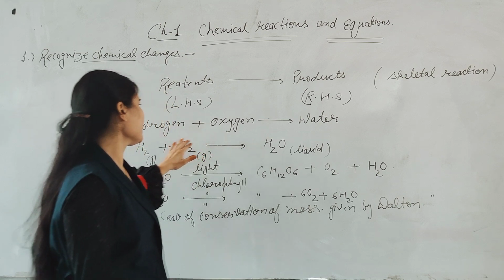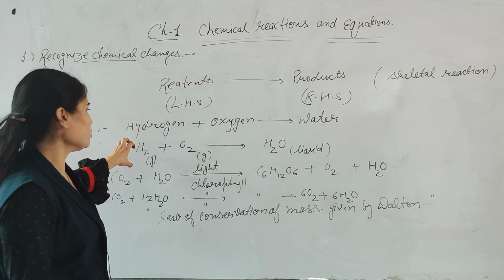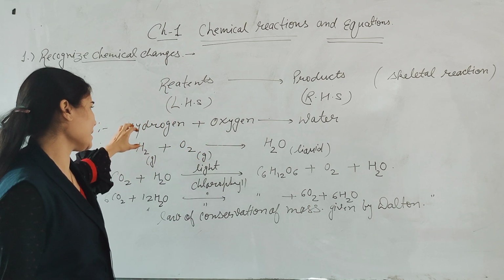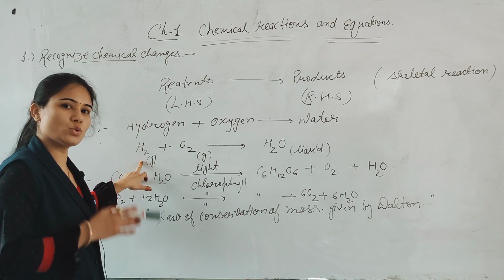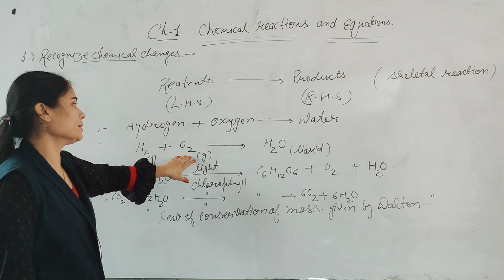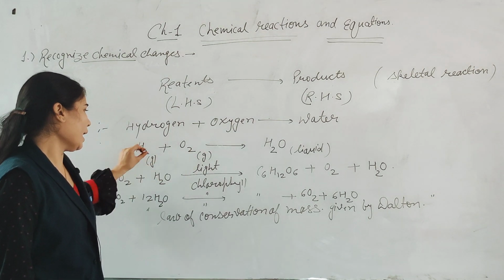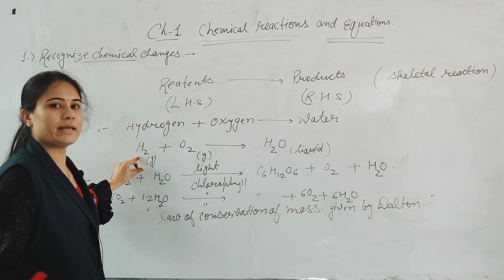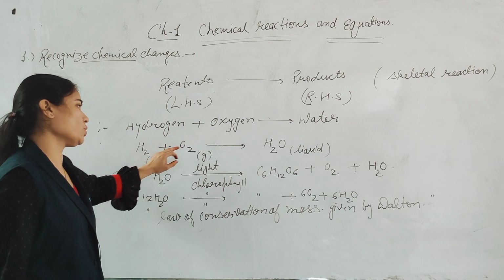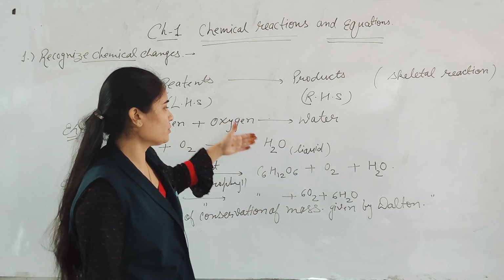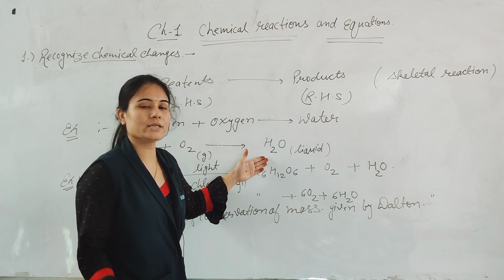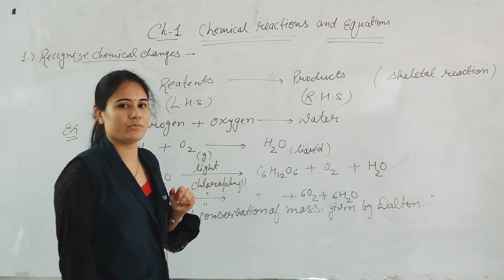Now I am changing these names into their symbols. Just like hydrogen, we will write this as H2 and oxygen, this is O2. Okay. Hydrogen is existing in gaseous form as well as oxygen is existing in gaseous form, and finally it will give the product, that is H2O. H2O will exist in liquid form.